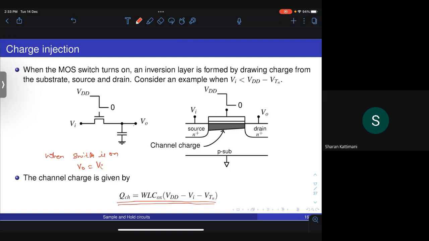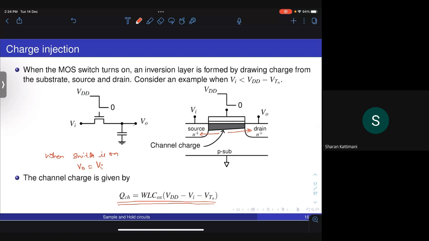Now what happens when the transistor turns off? That is at the sampling instant. The moment you turn off the transistor, this charge has to go somewhere. It cannot go to the substrate because that is a reverse bias junction. The only path it has is towards the source or the drain.